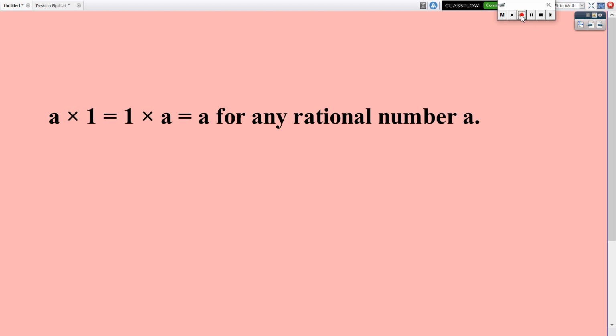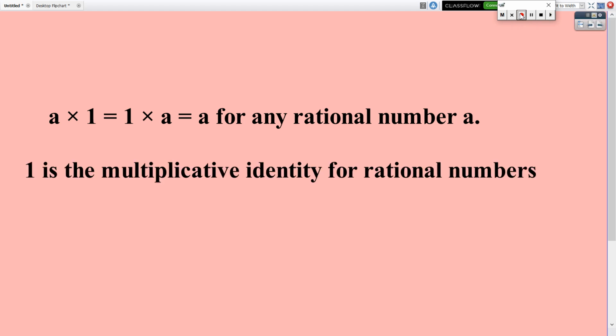So 1 we can call it the multiplicative identity. In the case of 0, it was the additive identity. So we can write, 1 is the multiplicative identity for rational numbers.